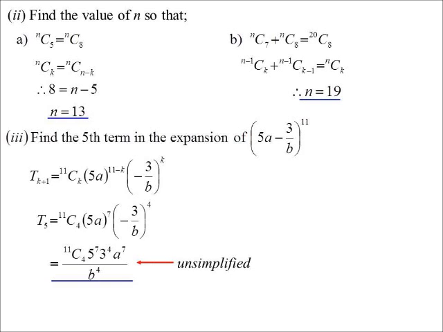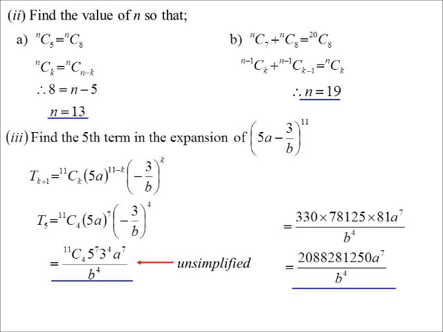Well, that would be the unsimplified answer, which is quite fine in a lot of these questions, because the actual number there is going to be huge. 11C4 times 5 to the power of 7 times 3 to the power of 4 would be a very big number. So a lot of times it's quite okay to leave it as the unsimplified answer. But the actual answer, if you did want to work it out, there you go, 330 times 78,125 times another 81. Big number. But anyway, large number.